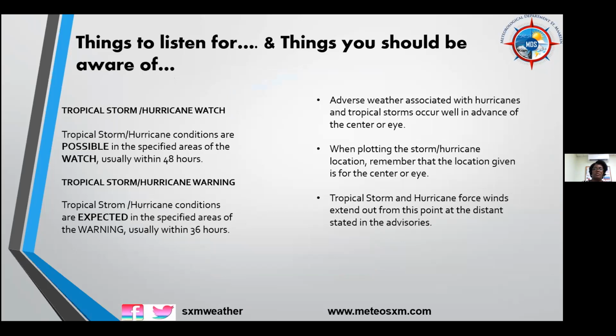Things to listen for: we have a hurricane watch or storm watch. This is when hurricane or storm conditions are possible, not really sure, but just possible. That's when you have a watch, and it comes like 48 hours. We don't stick to 48 hours because sometimes the time doesn't matter there. The system develops so close to your island that you do not have 48 hours. So this is just a measuring stick, but it doesn't have to be 48 hours. Just know that a watch is when the conditions are just possible in your area.